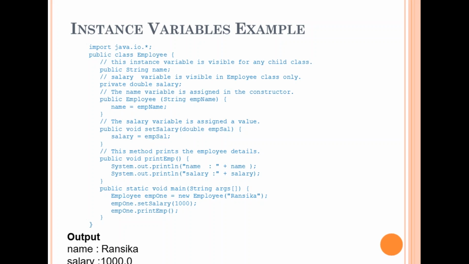As we can see in the example, the name instance variable is visible for the child class. The salary variable is visible to the Employee class only. The name variable is assigned in the constructor. The salary variable is assigned a value. This print method prints the employee details. Name Ransika and the salary 1,000.